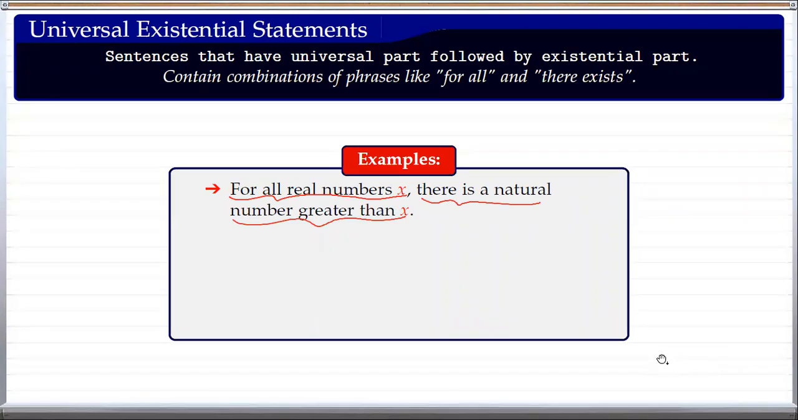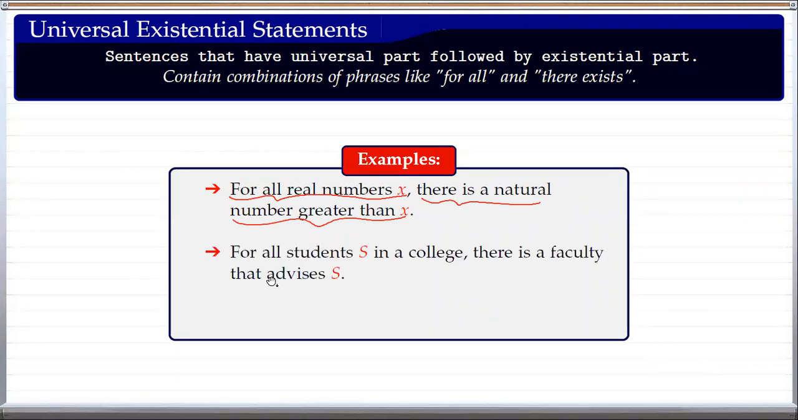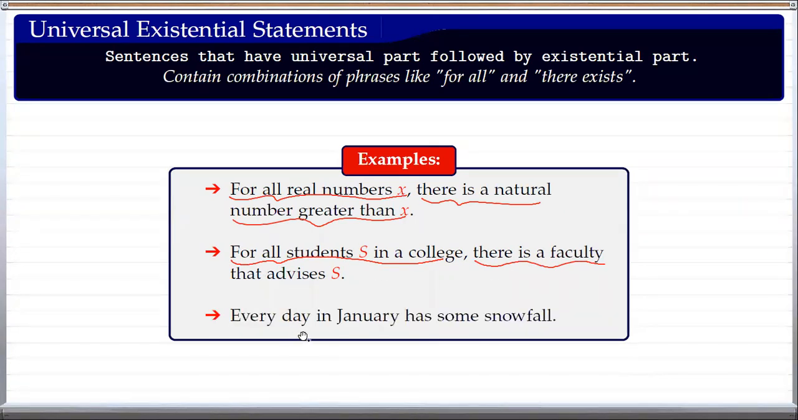Let's look at the next example now. For all students S in a college, there is a faculty that advises S. So this is also a universal existential statement because we have a universal part first. For all students S in a college, that is the universal part. And it says there exists a faculty that advises S. That is the existential part. Now, next example, every day in January has some snowfall.